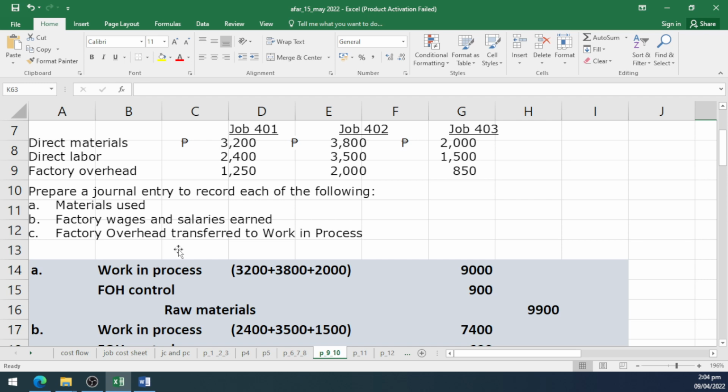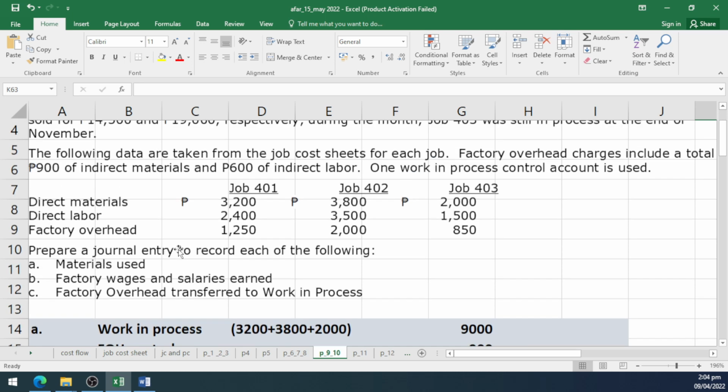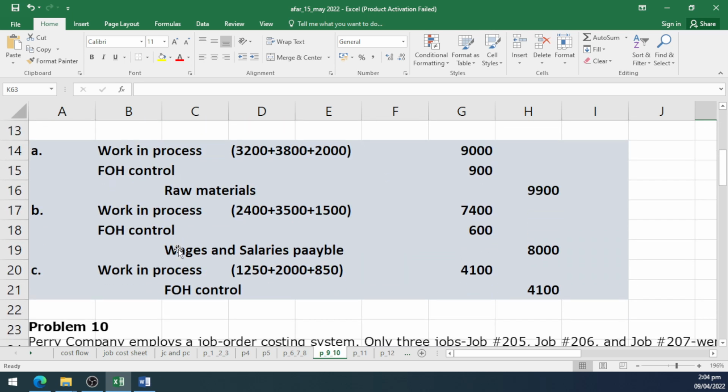To record the factory wages and salaries earned, so look at the DL na naka-assign sa 401, 402, and 403. 24 plus 35 plus 15, that is 7,400. Plus, of course, yung indirect labor cost, which is 600. Debit to factory overhead control yon. And credit, of course, to wages and salaries payable.